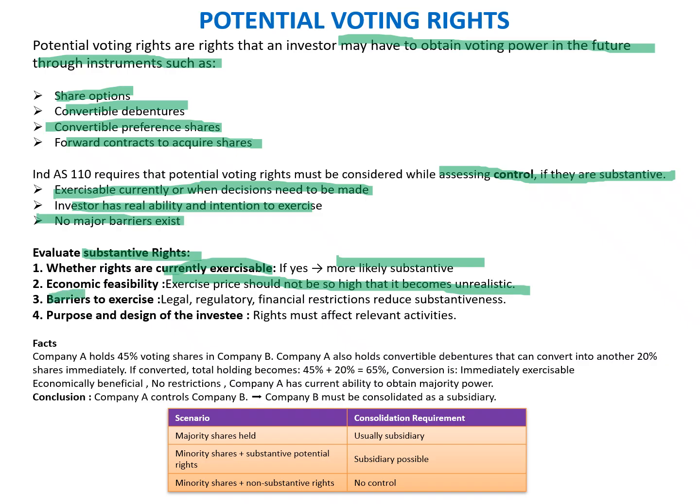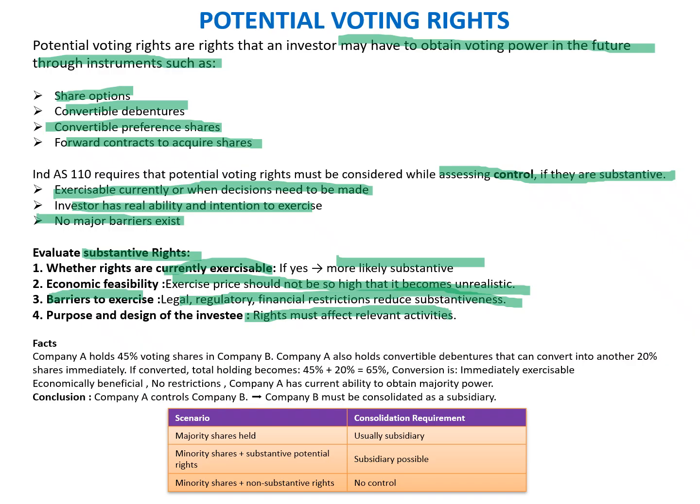The third one is the barrier to exercise. Legal, regulatory, or financial restrictions reduce substantiveness. If these are not there, if there are no barriers, then definitely those potential voting rights would be added to the existing percentage of shares being held to calculate the control. And then, the purpose and design of the investee's rights must affect the relevant activity.